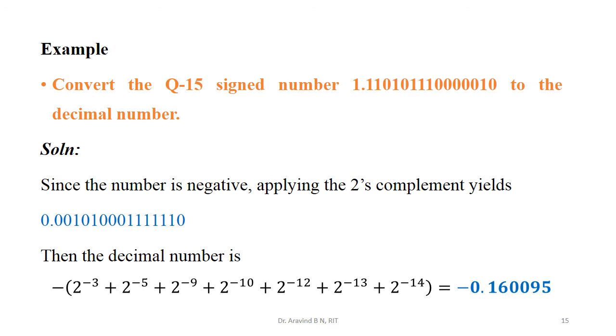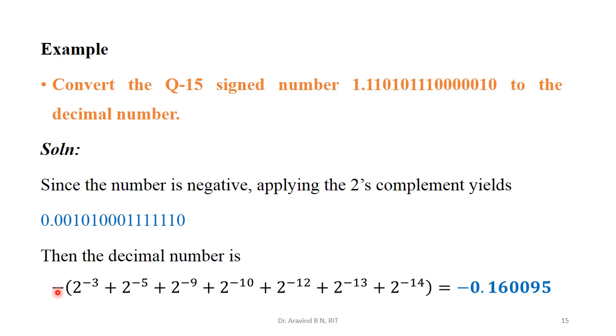Now let's have one more example. The problem statement: convert the Q15 signed number 1 point so and so to a decimal number. From the observation we can clearly say it's a negative number because the sign bit is equal to 1. So before making the conversion we must take the 2's complement of this, and then make the conversion. Therefore the 2's complement has been applied. After applying the 2's complement, this is what we get.